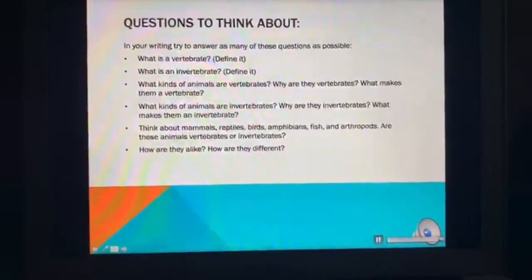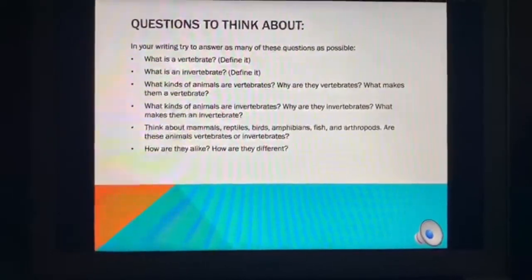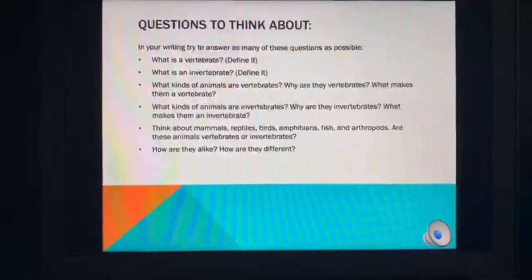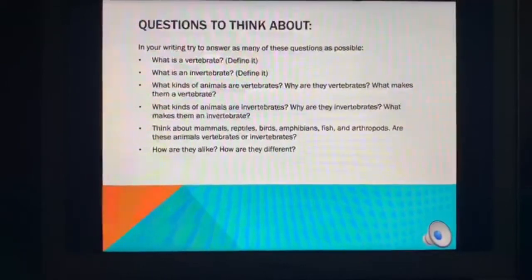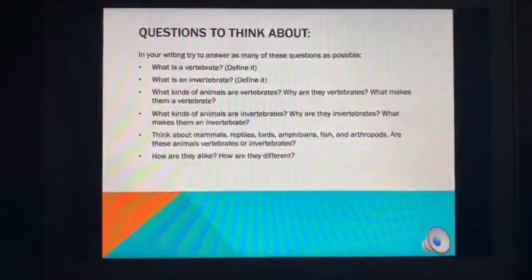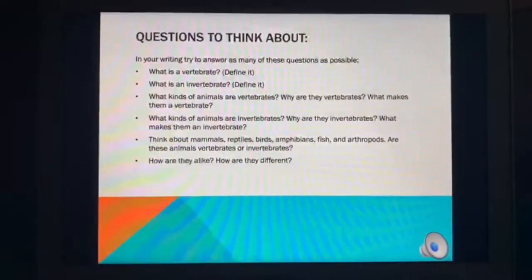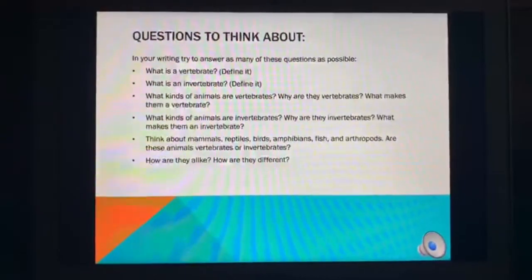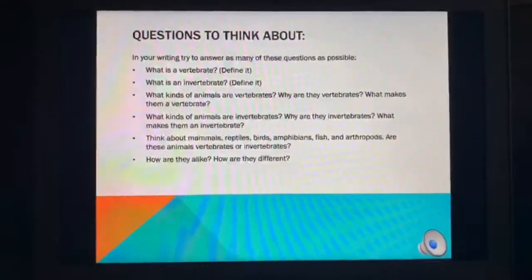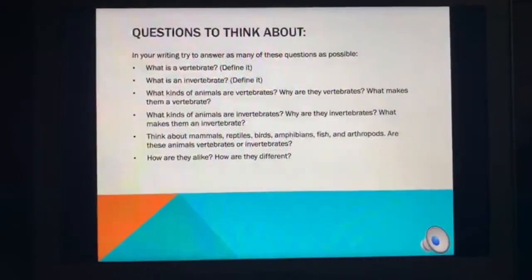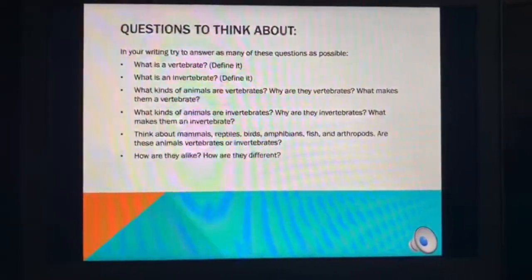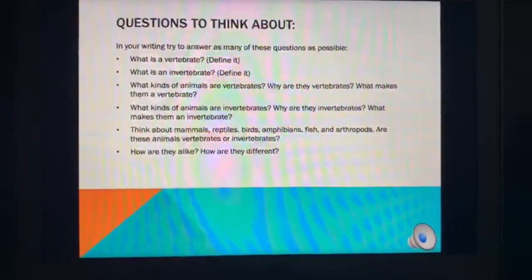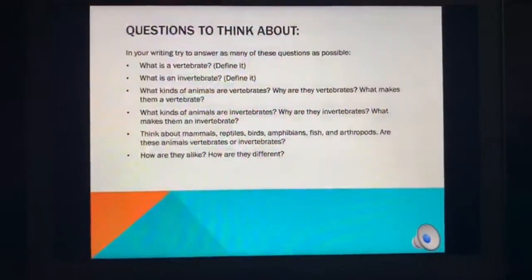Before you start your paper, you should brainstorm. I've added a couple questions so that you can think about them and try to answer as many of them as possible in your writing. What is a vertebrate? Define it. What is an invertebrate? Define it. What kinds of animals are vertebrates? Why are they vertebrates? What kinds of animals are invertebrates? Why are they invertebrates? Think about mammals, reptiles, birds, amphibians, fish, and arthropods, all that we learned in our lesson. Are these animals vertebrates or invertebrates? How are they alike and how are they different?